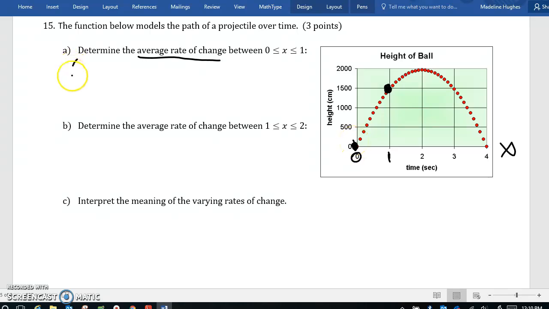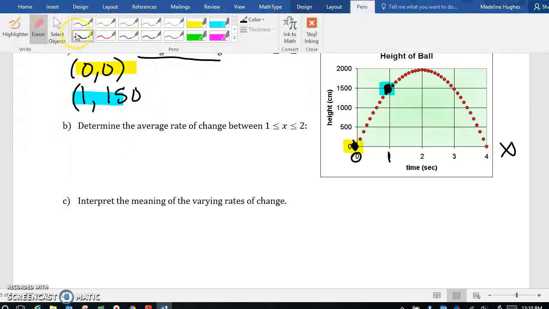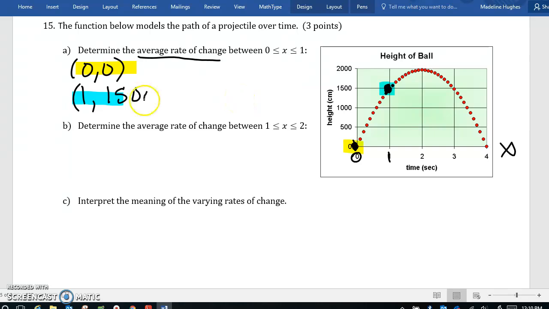The first point is (0, 0). Our second point here is 1, all the way up to (1, 1,500). It's huge. Okay, so (1, 1,500). That's our second point.